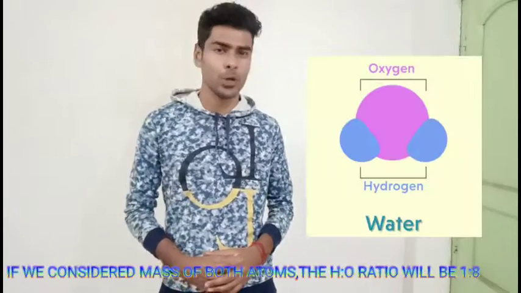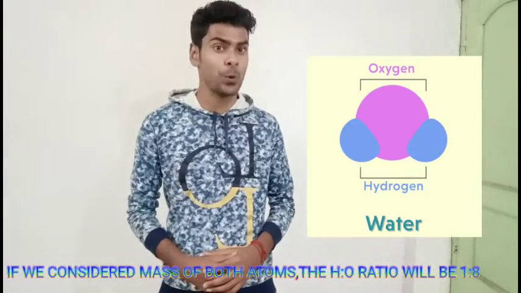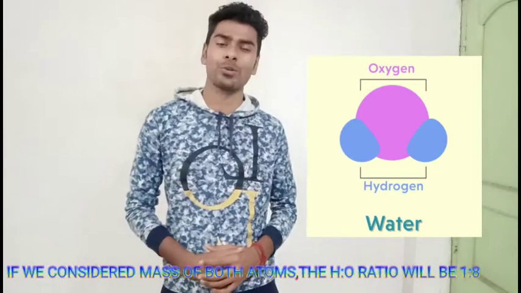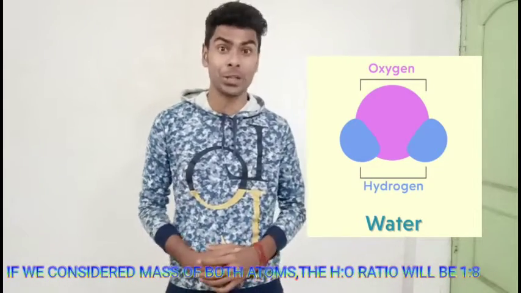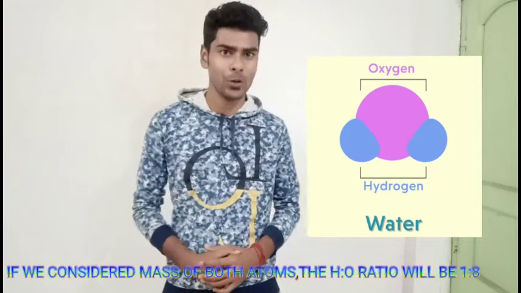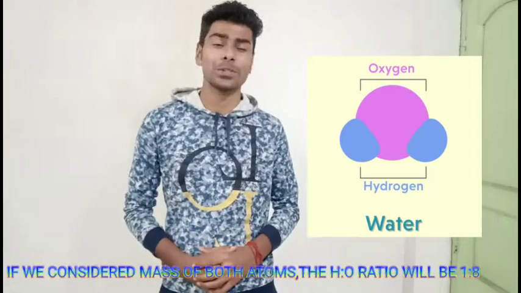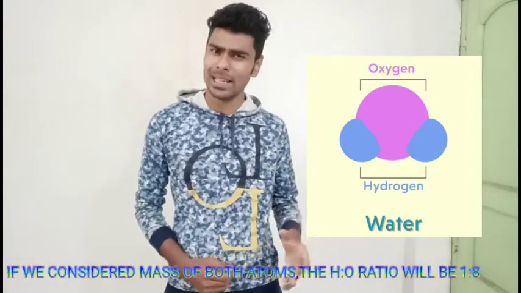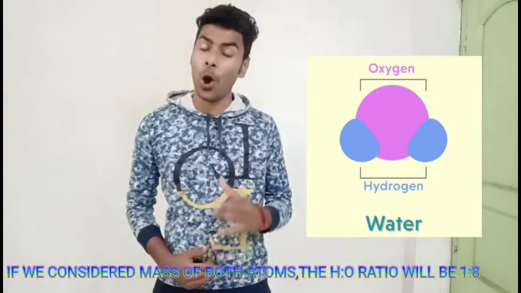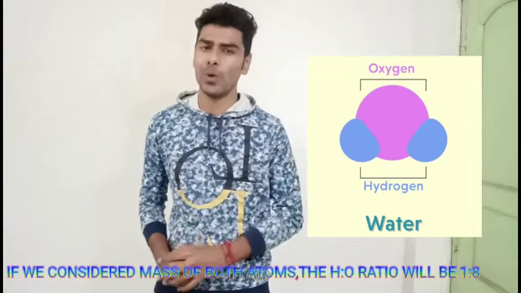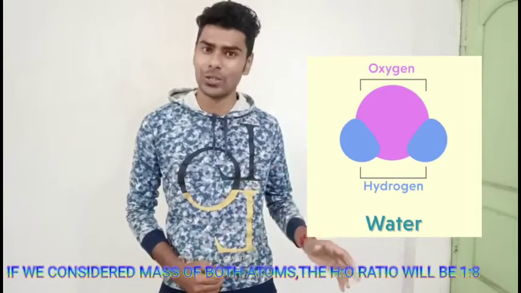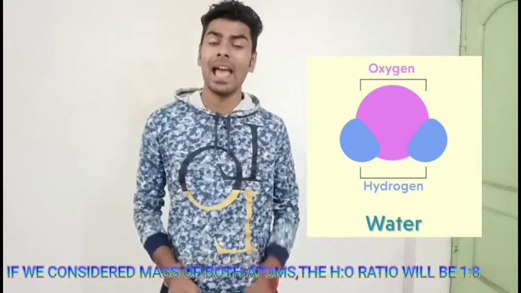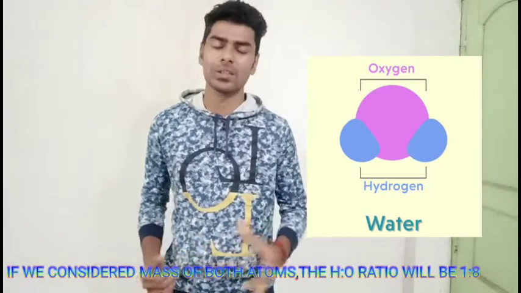This is a water molecule with the formula H2O. As we know, two hydrogen atoms and one oxygen atom combine with each other to form a water molecule. So according to Dalton's theory, the ratio of hydrogen and oxygen in a water molecule will always be 2:1 in any situation, and it cannot be changed at any moment in this universe.